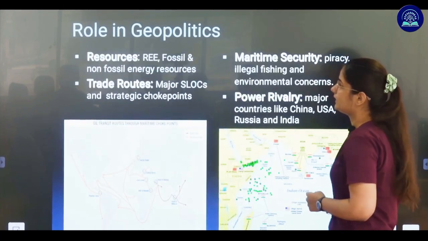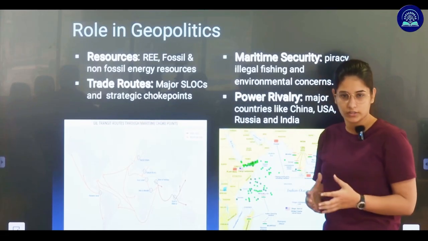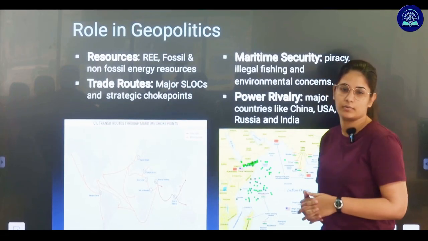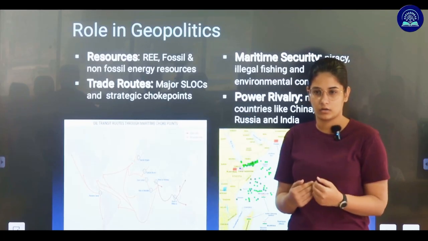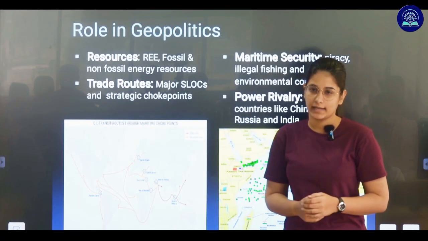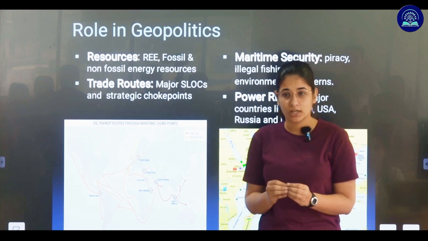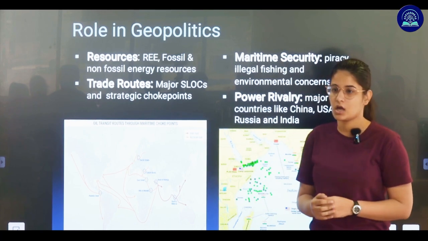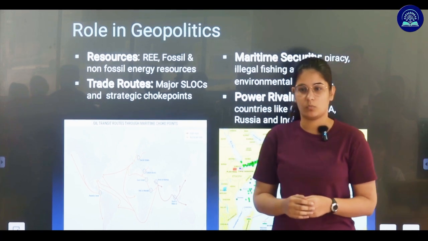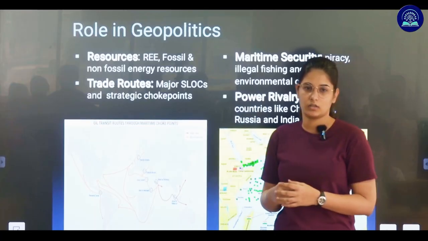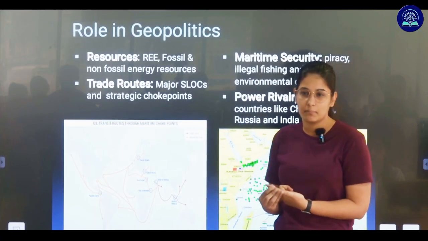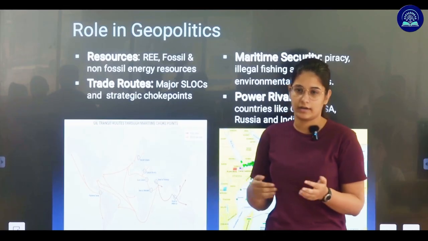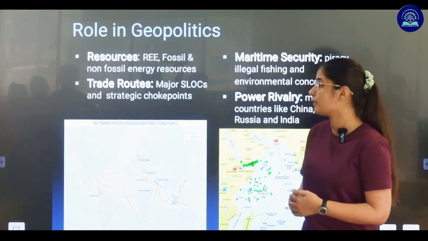Moving ahead, what makes it so important geopolitically is the availability of resources. We find polymetallic nodules at the seabed, and these are extremely rich in rare earth elements, which are beneficial in cutting-edge technologies like semiconductors, in making permanent magnets, or even in energy transition. We also have important trade routes.